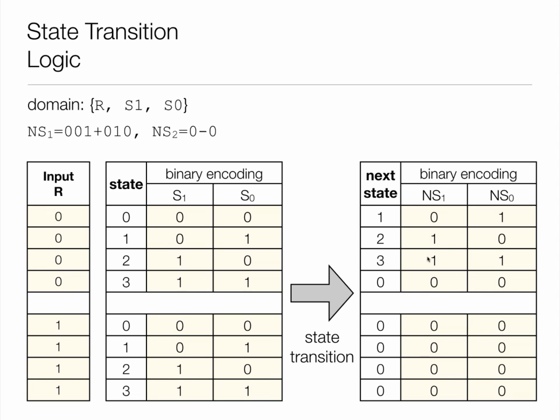We can work out the logic then for next state 1. It's r bar, s1 bar, s0, or r bar, s1, s0 bar, because they're the 2 ones. And we can do the same for these. And if you look up here, I've written that in a more formal way.